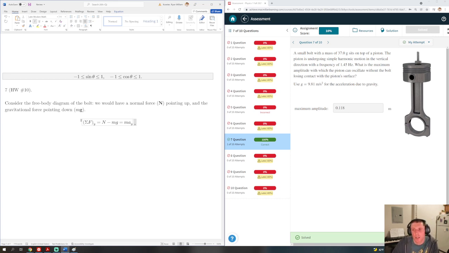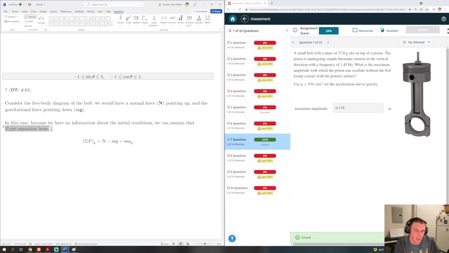Because the acceleration is changing here, right? And this is also good, because people are asking about this phase angle and all this stuff, right? This would be a situation where we don't have any information about the initial conditions, right? So we could just assume, in this case, because we have no information about the initial conditions, we can assume that, and I think they use sine here, and I'm just going to do the same thing, that y of t is simply given by A sine omega t.